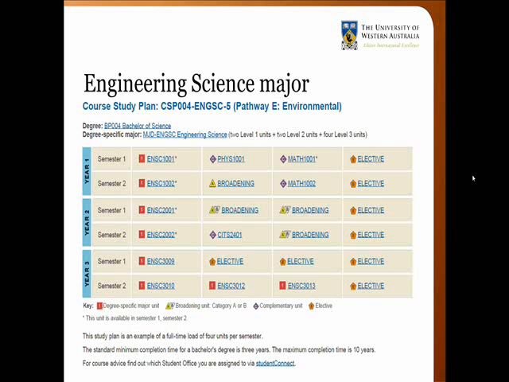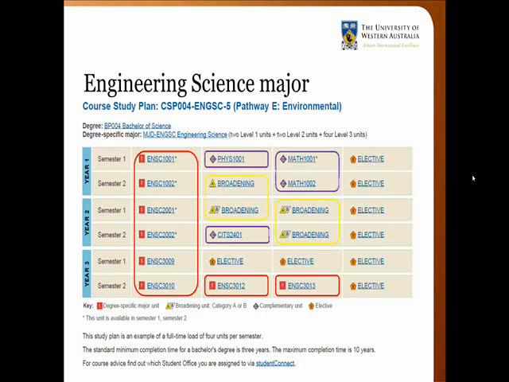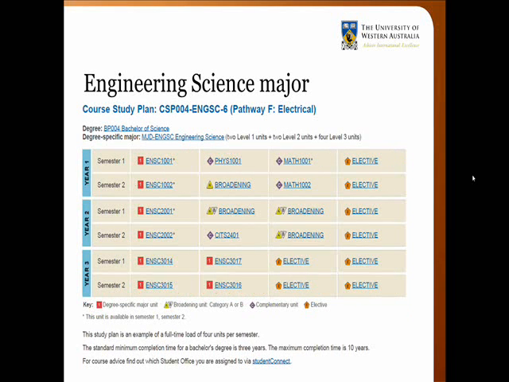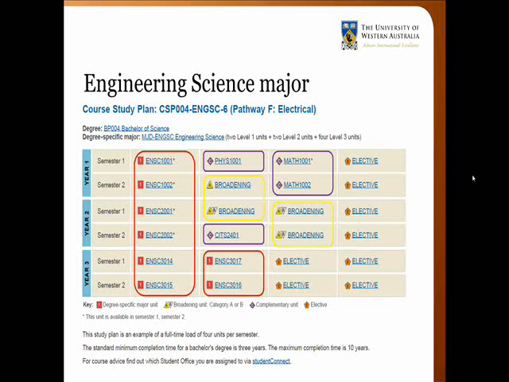Path E is environmental. There are your degree-specific major units, broadening units, complementary, they're in purple, and your electives. And next one, electrical engineering, pathway F: degree-specific major units, broadening units, your complementary units, and once again, your elective units.